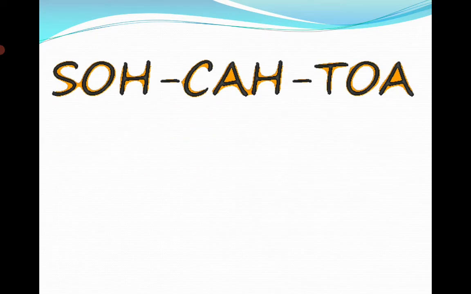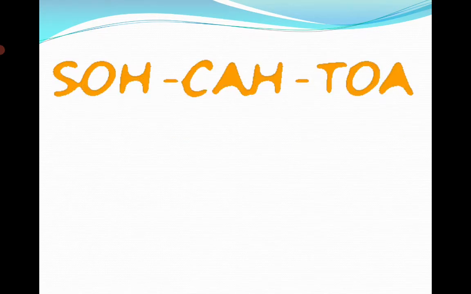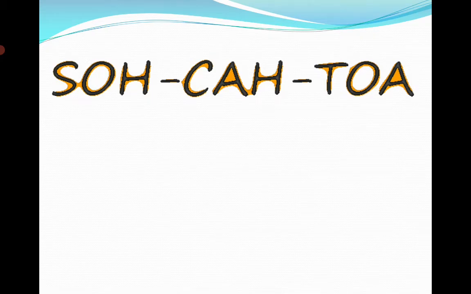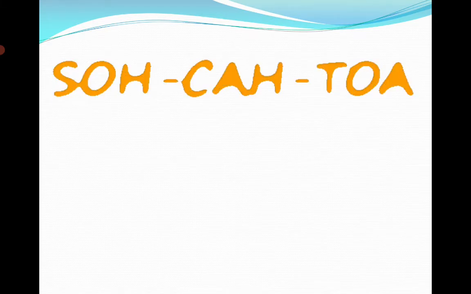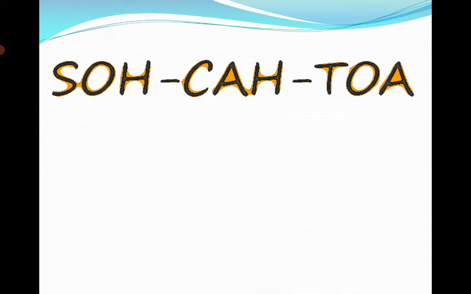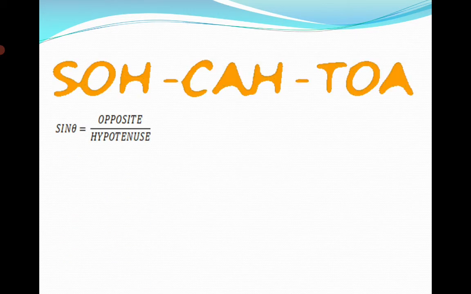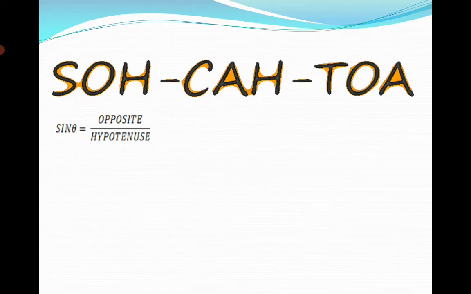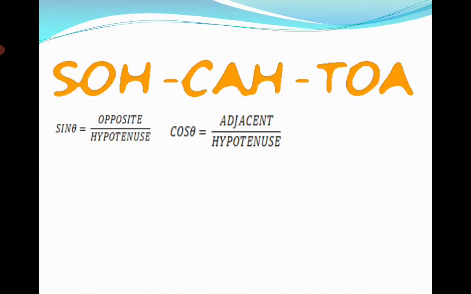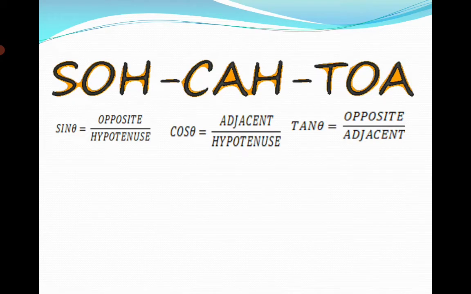Okay. So, para mas madali ma-memorize yung trigonometric identities, kailangan mo lang tandaan yung SOH-CAH-TOA. So, what is SOH-CAH-TOA? Mag-start tayo sa SO. SO stands for sine theta is equals to opposite over hypotenuse. CA stands for cosine theta is equals to adjacent over hypotenuse. TOA stands for tangent theta is equals to opposite over adjacent.